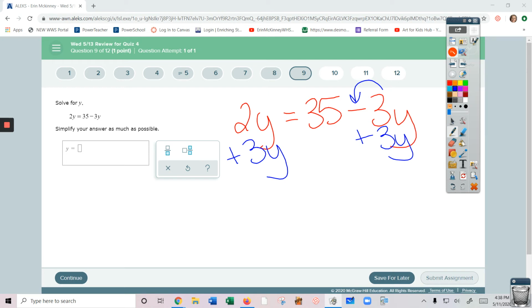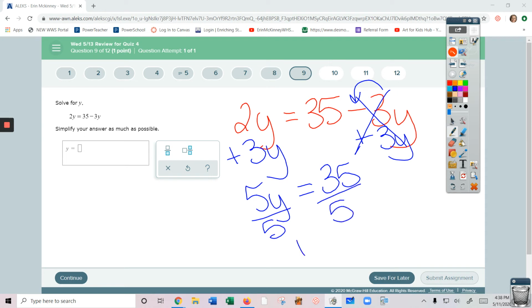So 2y plus 3y gives me a 5y. And these cancel out. I'll undo multiplication with division, and I will get y equals 7.